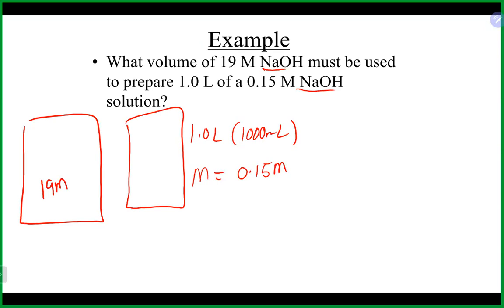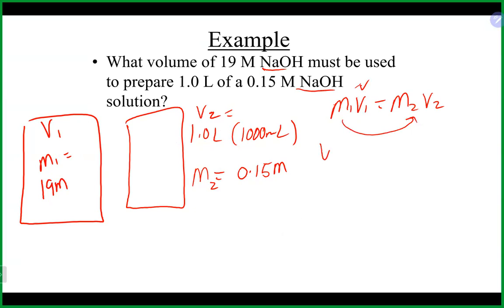So again, this is a dilution type situation. So we could use our M1V1 equals M2V2 in this situation. We could label this as M1. This could be V2, and this could be M2 in this case. So really the only thing that we are missing is V1, which is really the volume that we need to take out of the more concentrated solution. So we're going to divide the M1 to the other side. That will give us V1 is equal to M2V2 over M1.